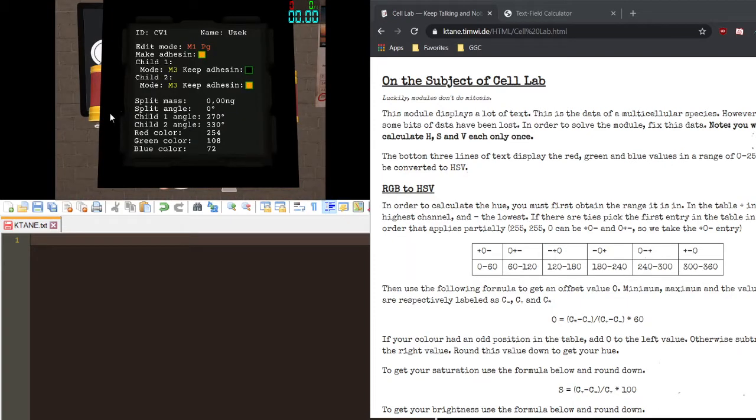This is Cell Lab. First, I'm going to go over each line individually and make sense of it all. The ID and the name are just bits of flavor text. You don't need them at all to solve the module.